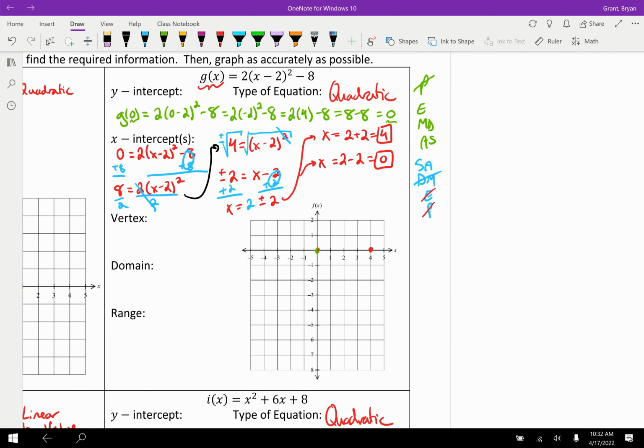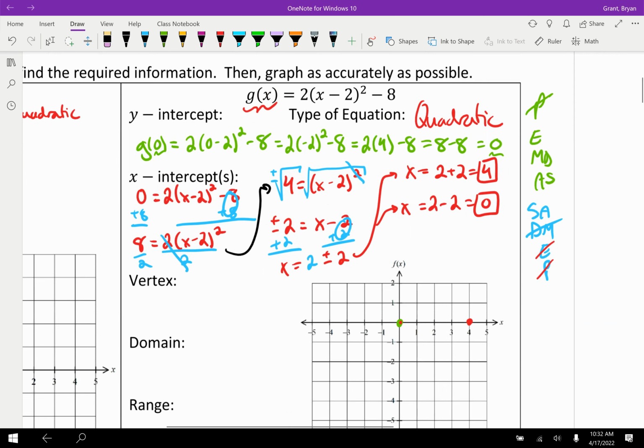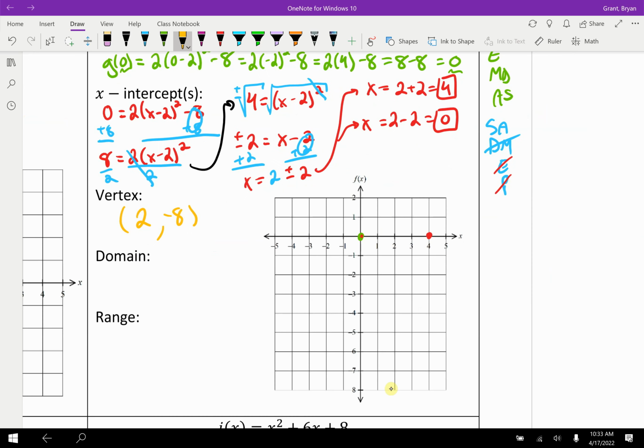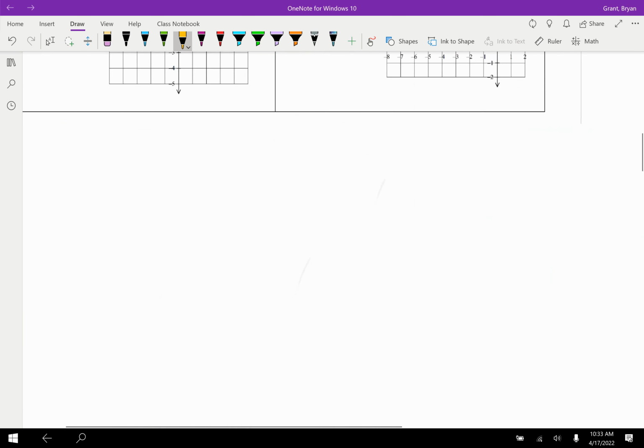So we should get 2 answers there. All right, we've been doing a bunch of work. Let's find the vertex. I think the vertex is easy. This is in vertex form, right? Isn't our vertex already given to us? Opposite of h, positive 2, comma, negative 8. 2, negative 8. Look at that. Nothing to it.